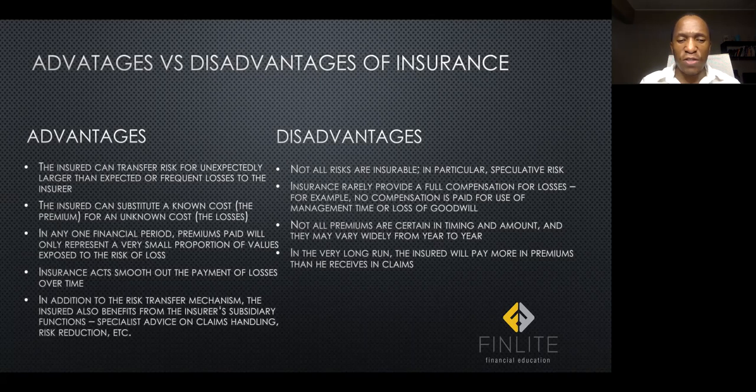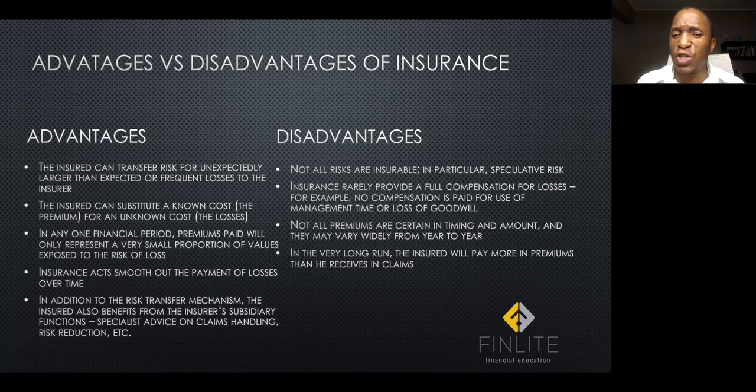In addition to the risk transfer mechanism, the insured also benefits from the insurer's subsidiary functions: specialist advice on claims handling, risk reduction, and so forth. All the administration that happens behind the scenes. For instance, if there's third-party insurance where the insurance company has to chase after someone who has to pay. If you get into a car accident, your insurance is going to cover you, but it will chase the other insurance company of the person who, let's say, bumped you in a car. In normal circumstances you would have to chase after those things, but the insurance company would do that on your behalf. So that's another benefit of having insurance.